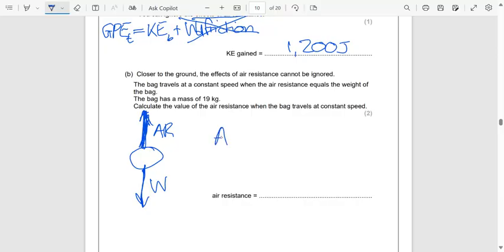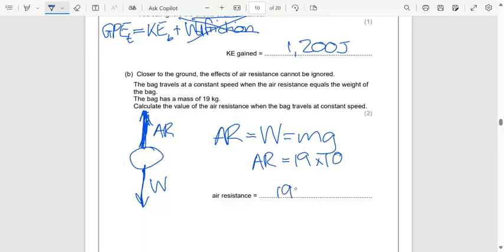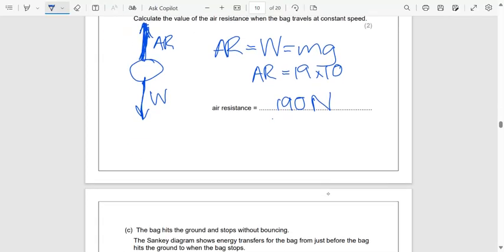So if we want to calculate the size of the air resistance, all we've got to do is calculate the size of the weight. But we know a formula to calculate weight, which is mg, okay? So that means that the air resistance is 19 times by 10, okay, which means that the air resistance is 190. Don't forget the units. Okay, it's a force, so the units are going to be in newtons.